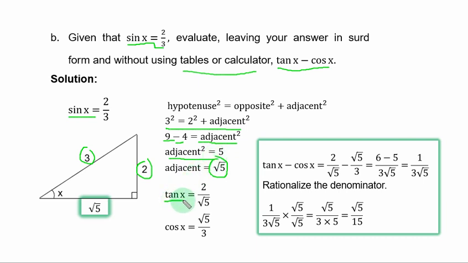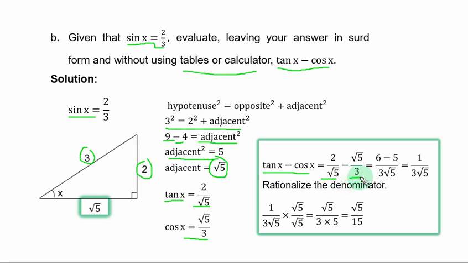Now tan S is opposite over adjacent. You have 2 over root 5. Cos S is adjacent over hypotenuse. That is root 5 over 3. Now you can evaluate tan S minus cos S. This is tan S minus cos S.